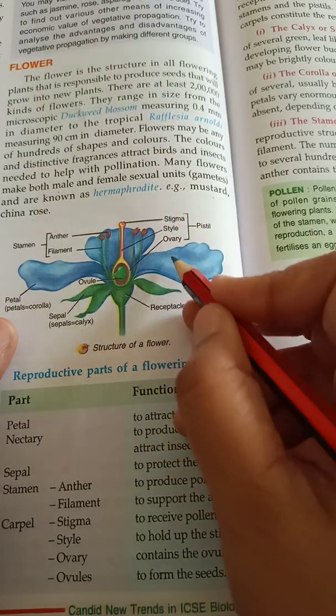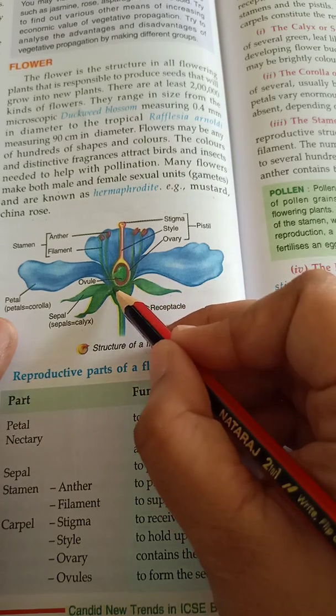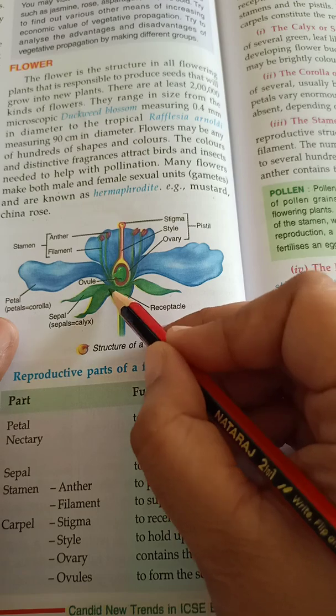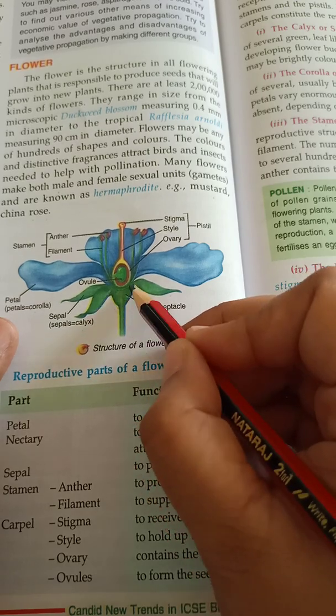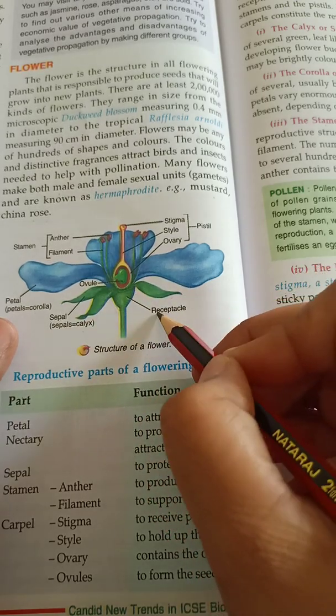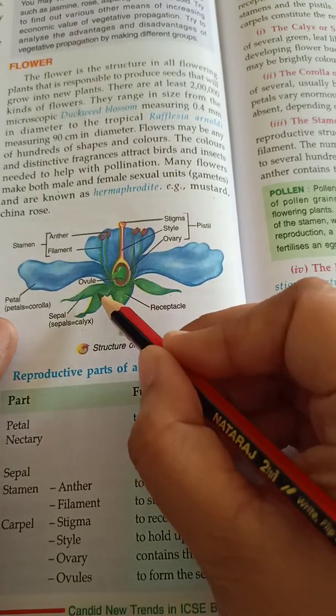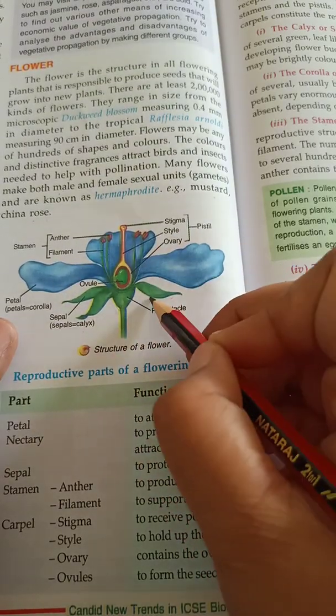And these are all the four whorls of a flower, and they have been arranged on an enlarged section of the stalk, which is known as the receptacle, or also known as the thalamus, on which all the whorls of the flower are arranged.